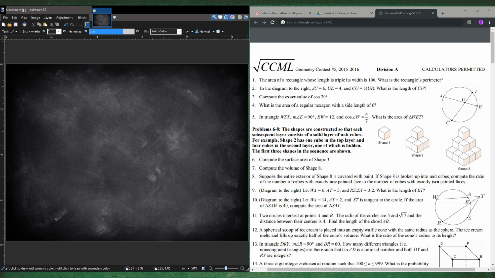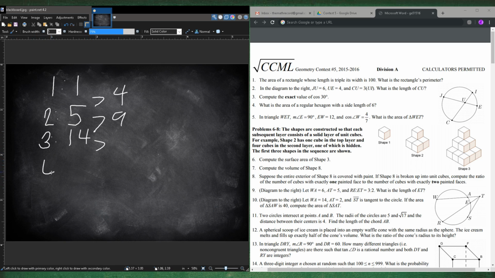Okay, 7. Compute the volume of shape 8. So if you think about it, shape 1 has an area of 1. Shape 2 has 1, 2, 3, 4, 5, an area of 5. Shape 3 has an area of 1, 2, 3, 4, 5, 6, 7, 8, 9, 10, 11, 12, 13, 14. You have 14. If you think about it, it's a 1 by 1, and then you add a 2 by 2, and then you add a 3 by 3. So a 2 by 2 is a 4, a 3 by 3 is a 9, right? So that's a 4, that's a 9. And then you're going to add a 5 by 5, a 6 by 6, a 7 by 7, etc.